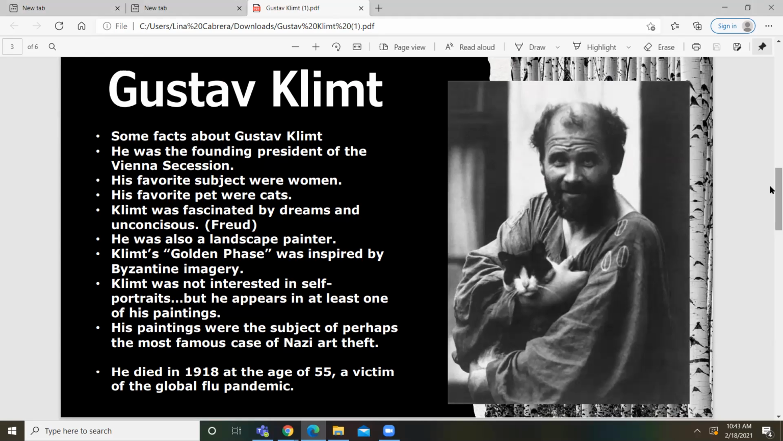His favorite pets were cats. Klimt was fascinated by dreams and the unconscious. He was a symbolic painter, which means that he put a lot of symbolism into his work. So for instance, this is not obviously what he did, but let's say maybe a fish might have a specific meaning to him. It wasn't just a fish. Obviously he didn't paint fish, but I'm just giving you that example.